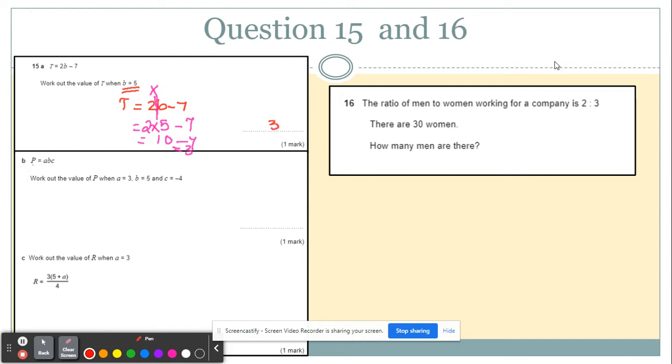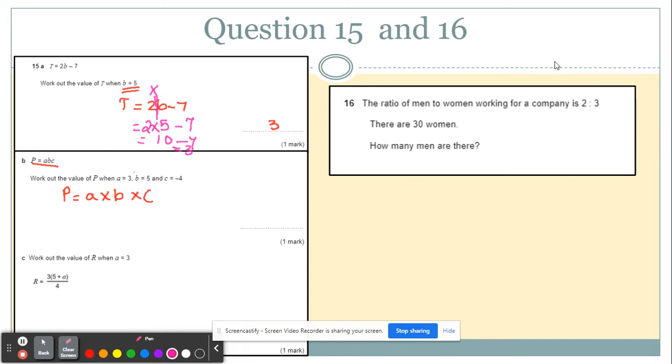Part B, another formula. P is equal to abc. Again, you cannot see any sign between a, b, and c. Quite a lot of you have just added them together. There is no sign, so there is always multiplication. So it can be written as P is equal to a times b times c.